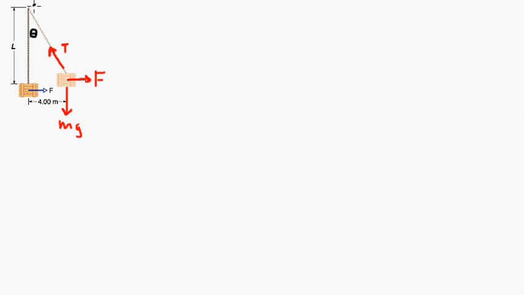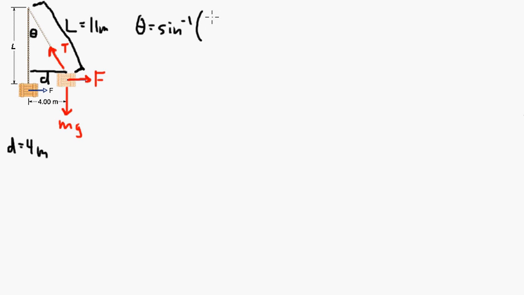And the key to finding theta, that angle, is to remember that the rope does not extend. So this length here is still L when it's hanging straight down, and then this here is 4 meters. I'm going to call this D, just so I can do it symbolically, D equals 4 meters, L equals 11 meters for me. So theta is the arcsine, or really sine inverse, of D over L.